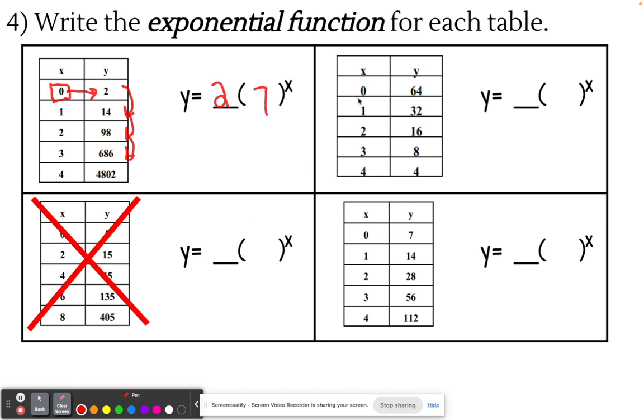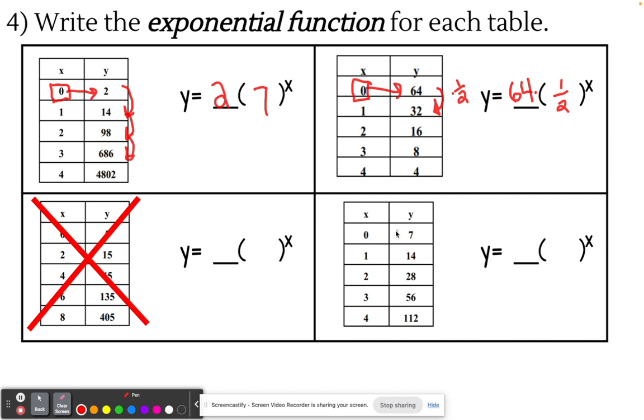How about over here? What's happening here? Well, my starting point is going to be 64. And you might say, oh, I'm dividing by 2. But remember, this is multiplication. I can't put a 2 here, because that would be going up by times 2, which it's not. So what's the same as dividing by 2 or multiplying by 1/2? So this is exponential decay. Y equals 64 times 1/2 to the x power.